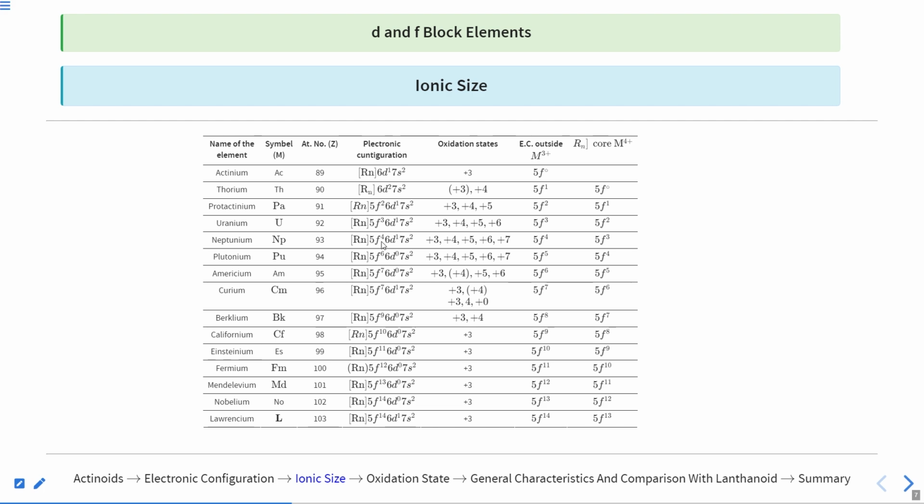If I talk about the oxidation state, the common oxidation state of actinoids is also +3. You can see that at the extreme ends they have the +3 oxidation state. +4, +5, +6 and +7 can also be seen, but again +3 is the most stable oxidation state. The electronic configuration of M3+ is 5f0, 1, 2, 3, 4, 5, 6, going up to 14. The M4+ configuration starts from 5f0 and goes to 5f13. Clear?